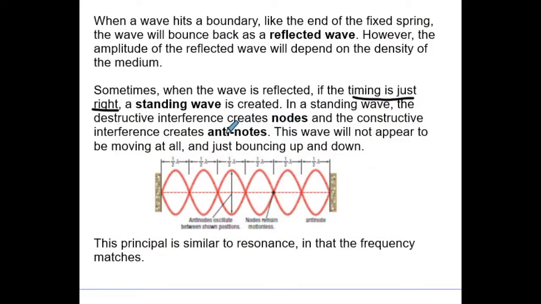Now it creates nodes and antinodes, just like we've described, right? So the nodes are right in the middle here, those little green dots. And the antinodes are basically the tops and bottoms of this wave as it goes up and down and up and down. And like I've been saying, this is resonance. The frequency matches each other.